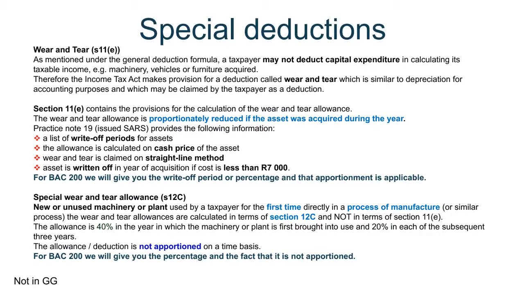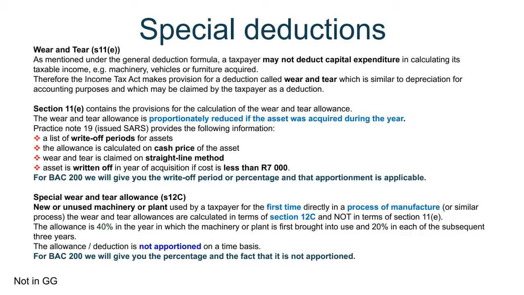There's also a special wear and tear allowance, which almost accelerates the depreciation. And that wear and tear allowance is called the Section 12C allowance. What it basically means is that it's 40% in the first year that we buy the asset, and then 20% for the next three years, right? And this specific deduction is never apportioned.